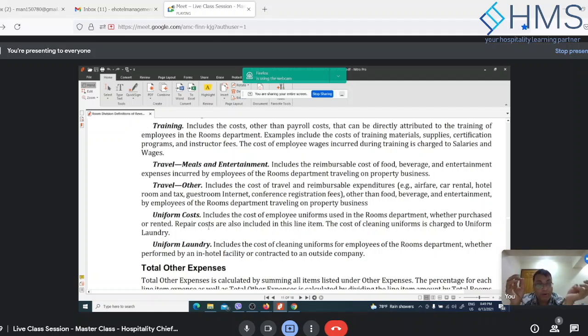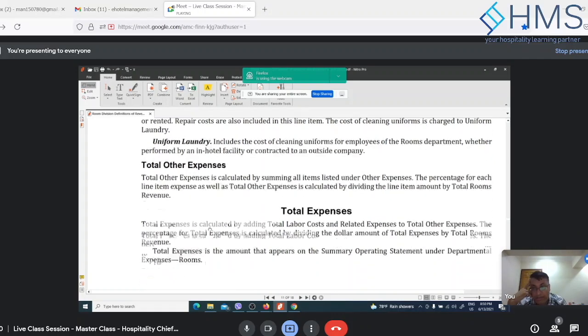And the renting cost of the uniform and repair cost of the uniform will also be part of your uniform cost. Sometimes you pay design fees, right? So for the uniform, that cost also will be part of your uniform costs allocated to the rooms department. So that's the expenses for the rooms department.